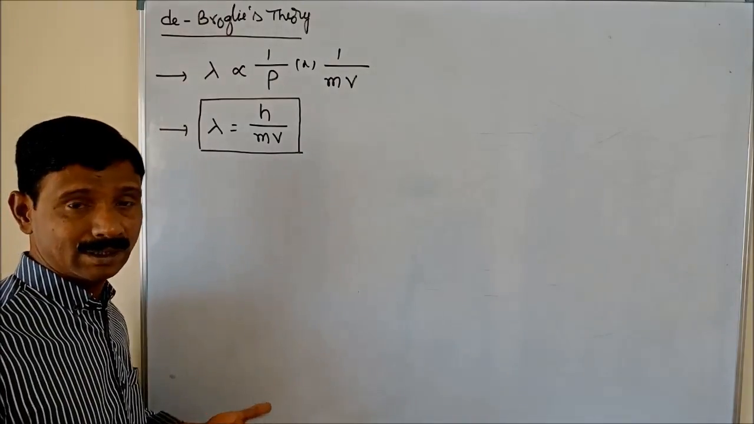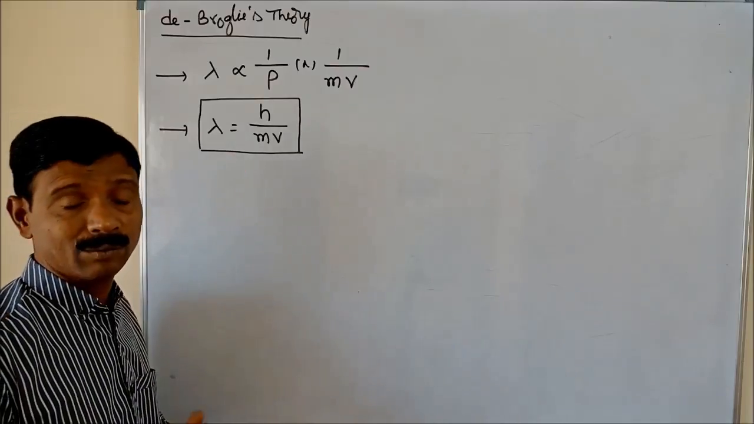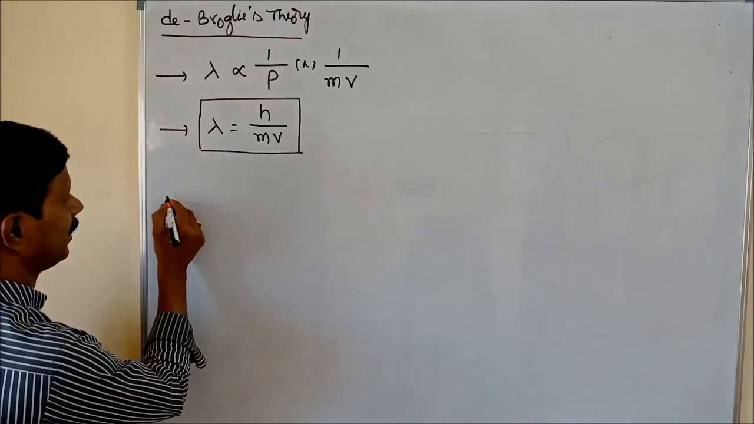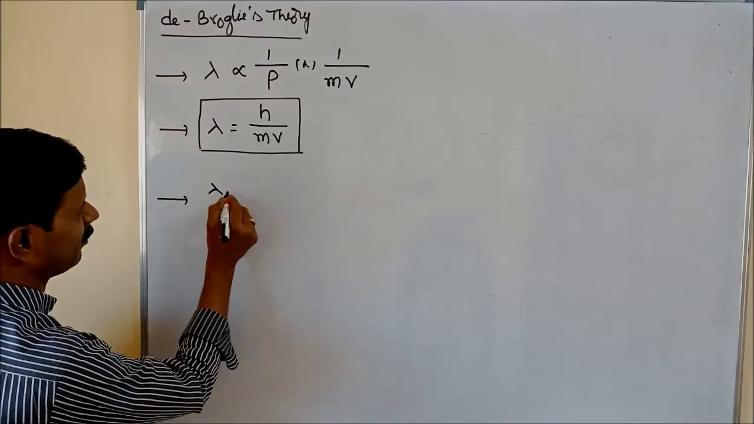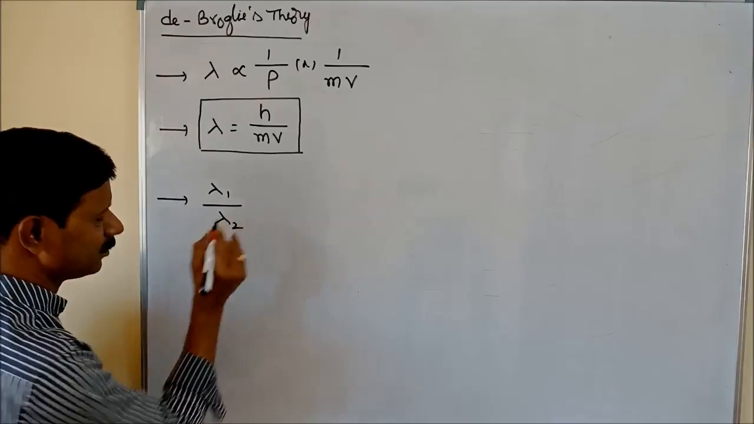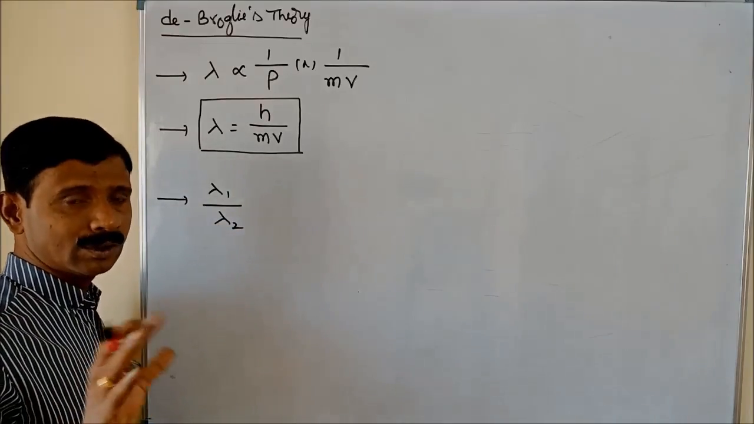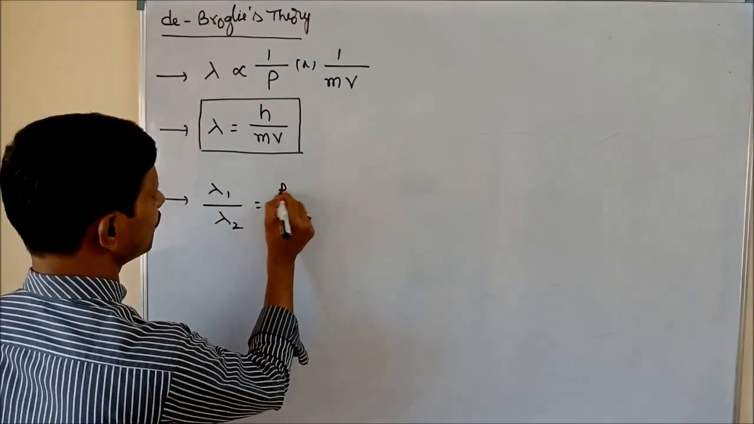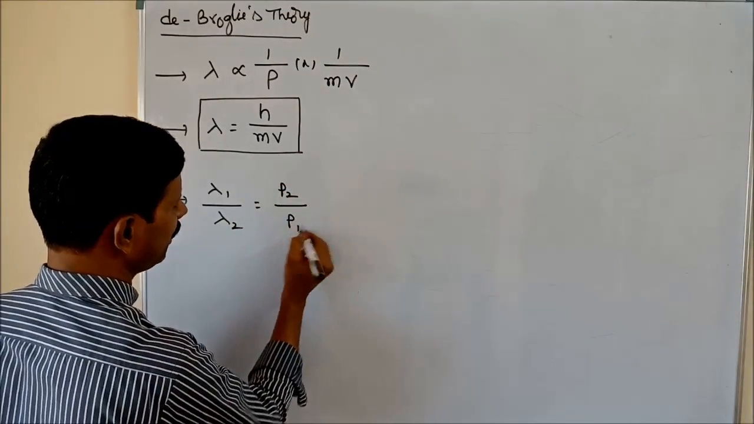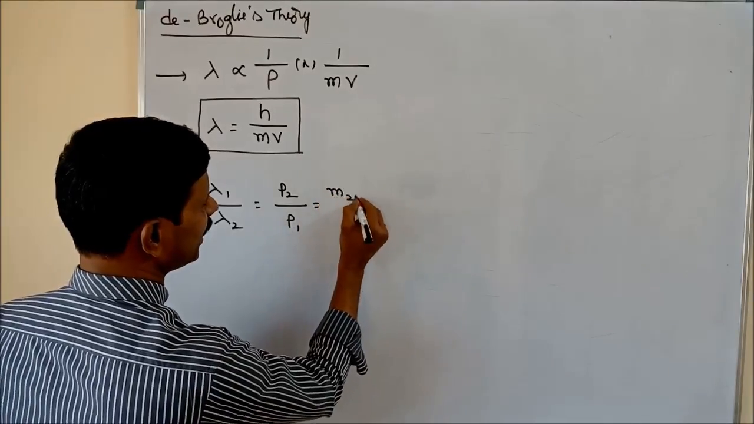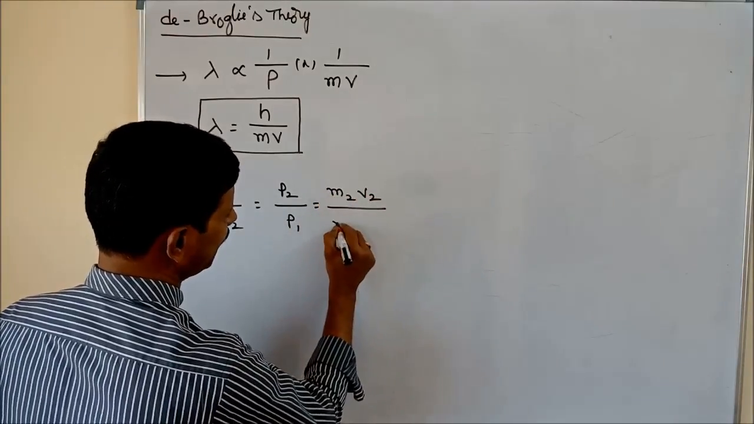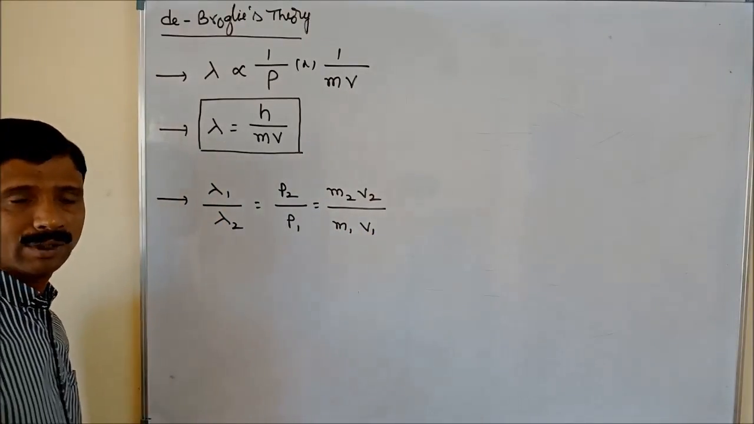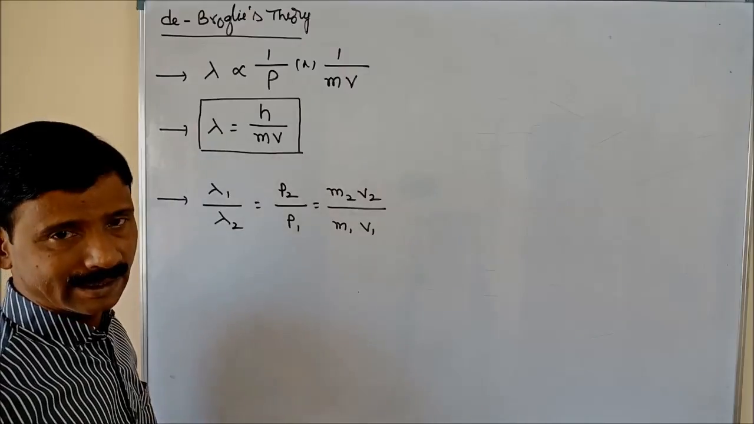and directly they will give the mass and velocity, or sometimes they will give the momentum directly. So as per that, we have to use this relation. In general, lambda 1 by lambda 2, if you are going to compare the wavelengths of two particles, becomes P2 by P1, which equals M2V2 by M1V1. So this is one direct formula for such calculations.